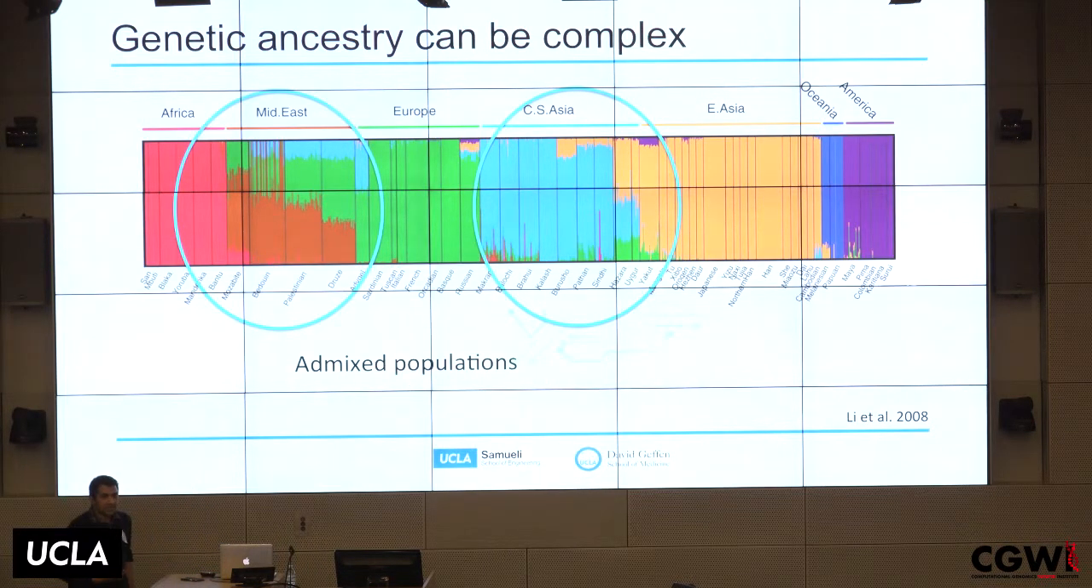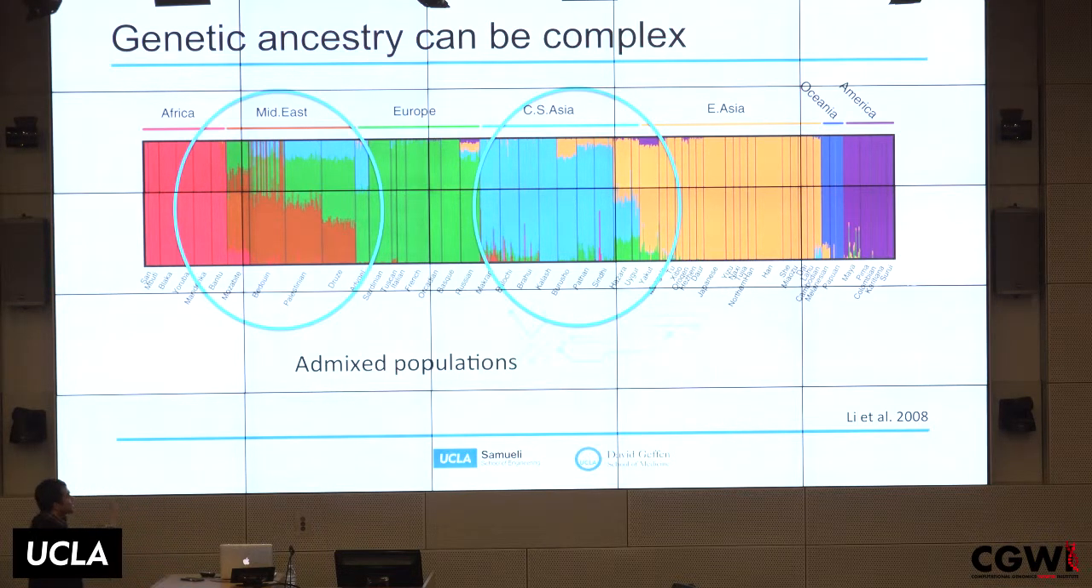So now the question is, how do we actually go about inferring or understanding this ancestry? It turns out genetic ancestry is not a simple concept. It's not that everyone belongs to one of a discrete set of populations. And this is due to a phenomenon called admixture.